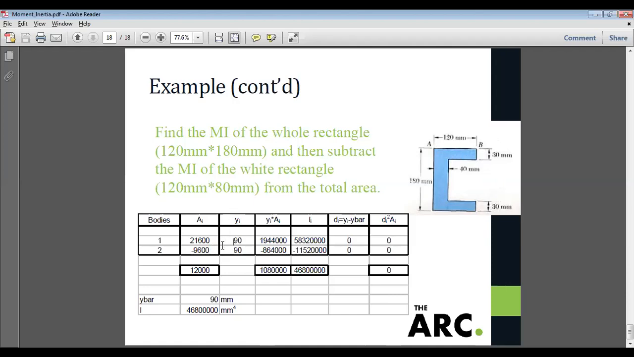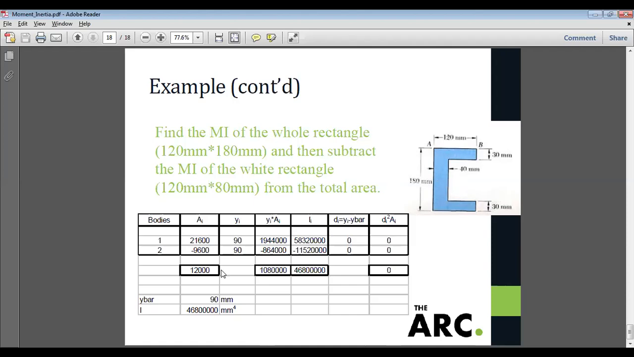So this way we have found the areas of both rectangles. One is the complete rectangle, another is the area that is to be deducted, and this place is empty. So we'll take 21,600 minus 9,600, because this is to be deducted. From here we get the total area of this whole C section, 12,000. All right, so we have got the total area.